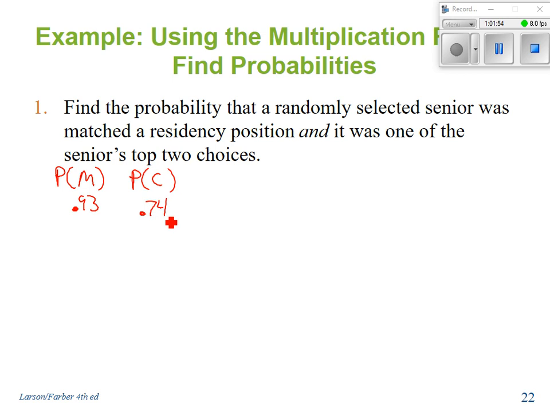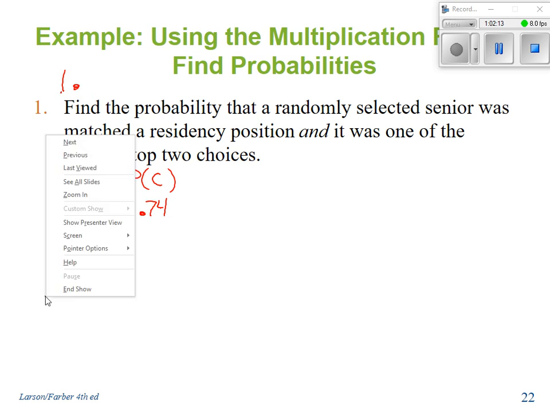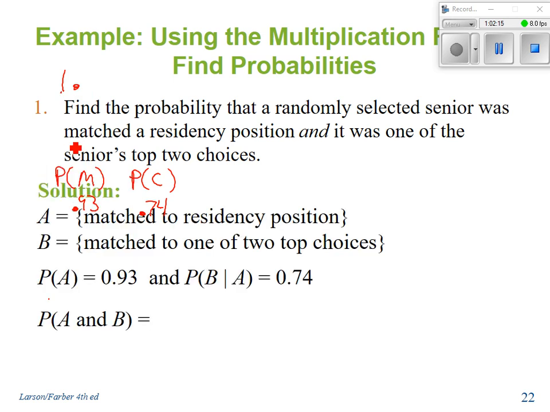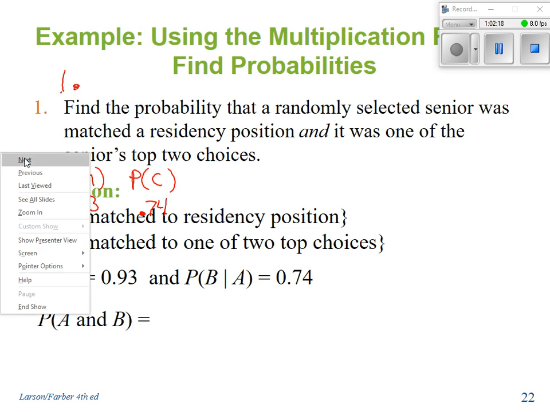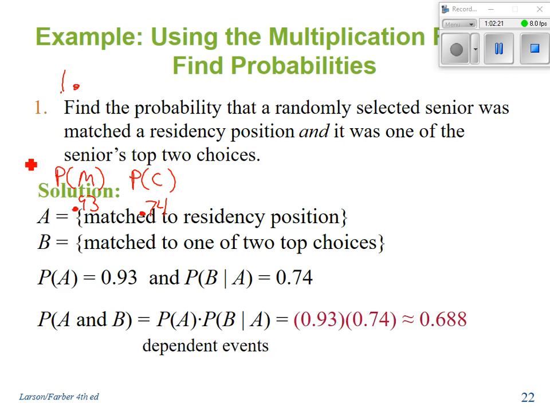What do you think you're going to do with those 2? Multiply. If we added them, and this is something that'll help, what would happen? What would you come up with? 1 point something. What do we know about probabilities? They can't be over 100%. So we multiply those 2 together and we get about 68, 69% of all the people who applied got matched to somewhere that they wanted to be.